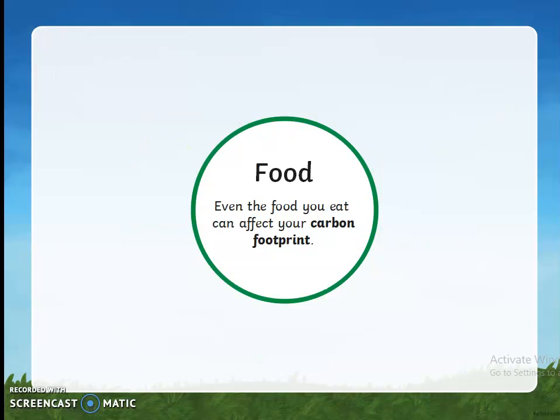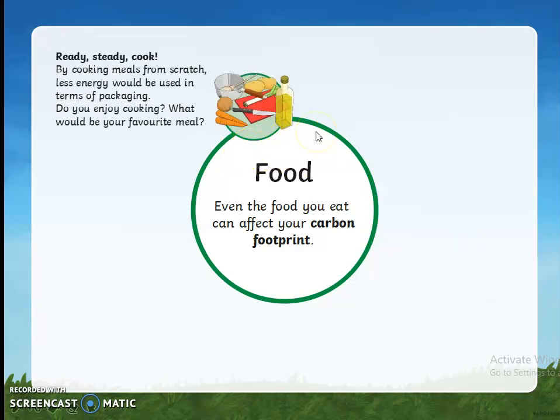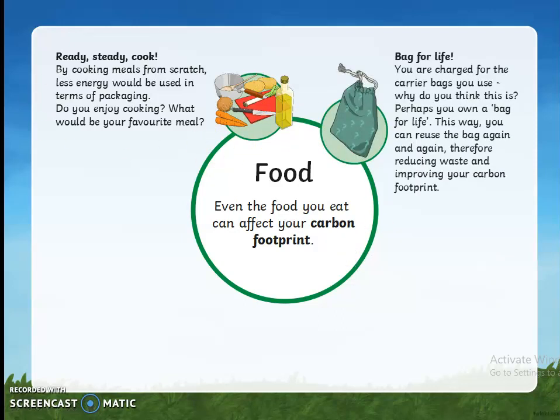How about food? Even the food you eat can affect your carbon footprint. The first is ready, steady, cook. By cooking meals from scratch, less energy would be used in terms of packaging. Do you enjoy cooking? What would be your favorite meal? Then, bag for life. You are charged for the carrier bag you use. Why do you think this is? Perhaps you own a bag for life. This way, you can reuse the bag again and again, therefore reducing waste and improving your carbon footprint.